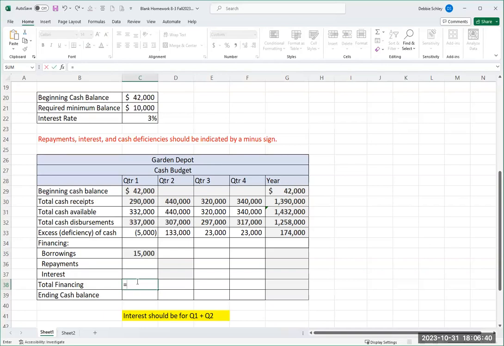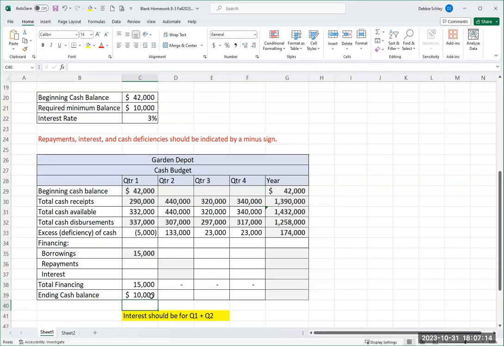I'm going to sum these numbers, even though there's no numbers there, just because in future columns there could be. And I'm going to drag that formula across just because I can. Okay, so now in this ending cash balance, we will take the excess or deficiency of cash plus what we borrowed. And there's my $10,000 that they wanted me to borrow.